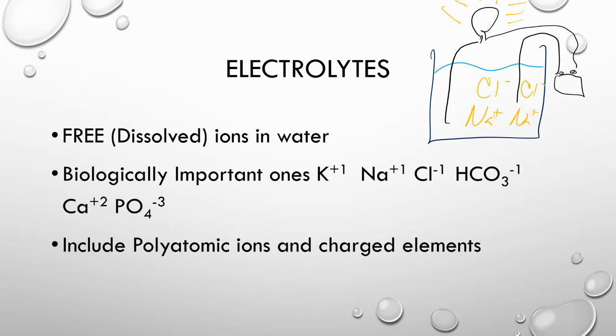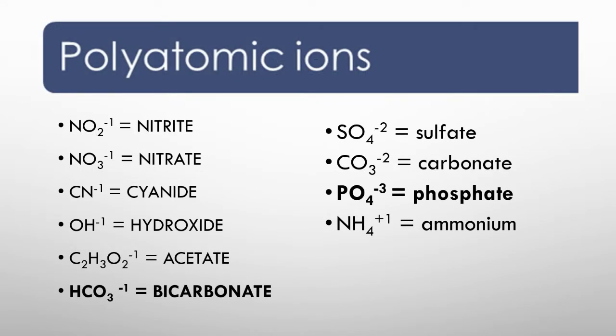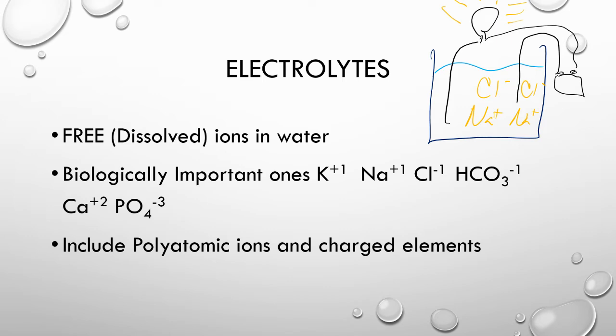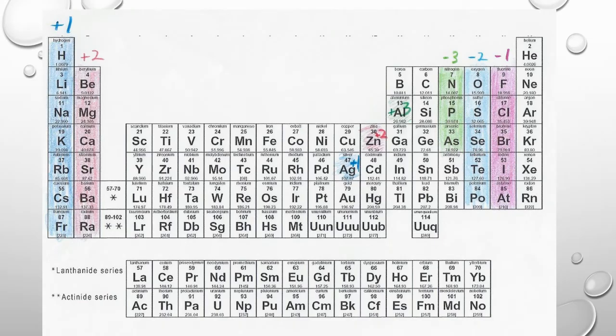They're biologically important. So potassium, sodium, chloride, bicarbonate, calcium, and phosphate are all the ones you should know if you're going to get into medical stuff. And these include polyatomic ions. So these polyatomic ions, which we learned a while ago, are important again to know. This is the only tricky one because it's a non-metal, but it's positively charged. So that's the one on the assignment that I asked you about. So anything that has a charge when it's dissociated in water is considered an electrolyte.